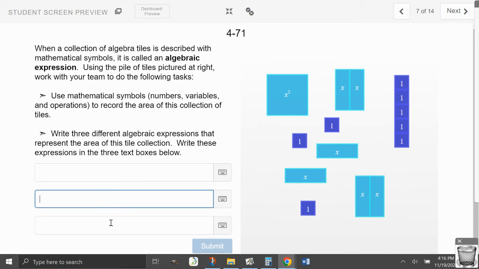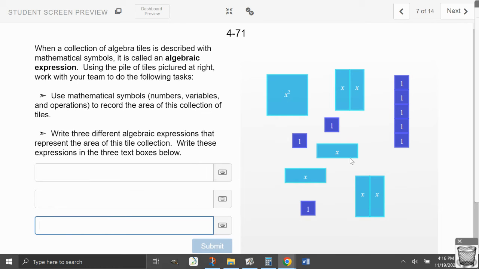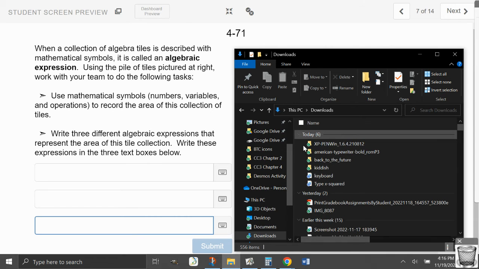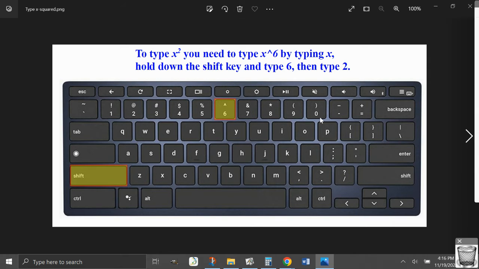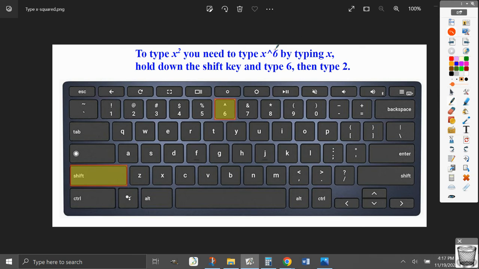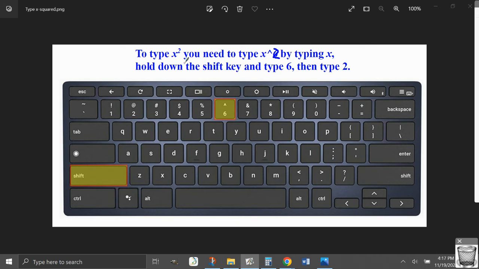Write these here. To do that, I first need to figure out how to type x squared, because we don't know how to do that yet. Let me give you a quick picture here. If you want to type x squared, you're going to type an x, and then, whoops, that should say x to the second power. That's an error right there. There should be a 2 right here. Sorry about that.